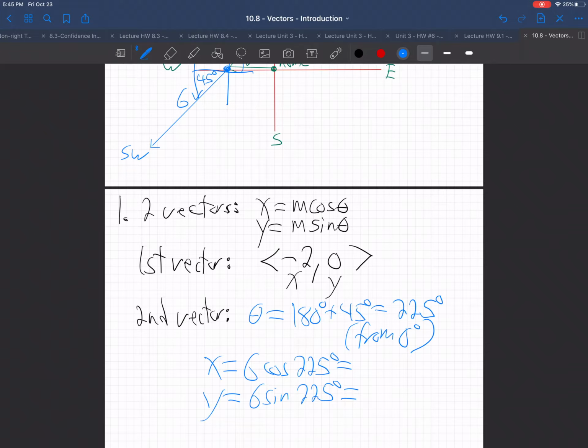So let's crank those out on the old calculator. Make sure you're in degree mode. I'm getting -4.2426. And for sine, I'm getting the same thing. Exactly, -4.2426. Okay. So there is the x and y components of that vector.